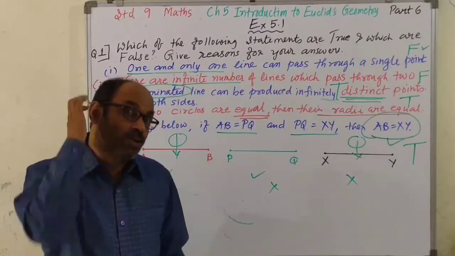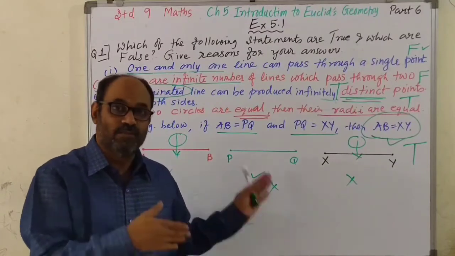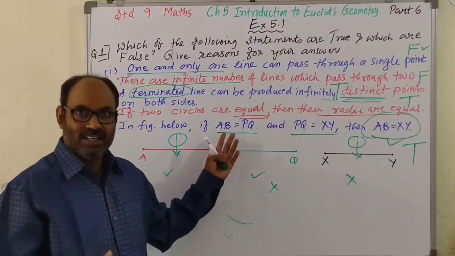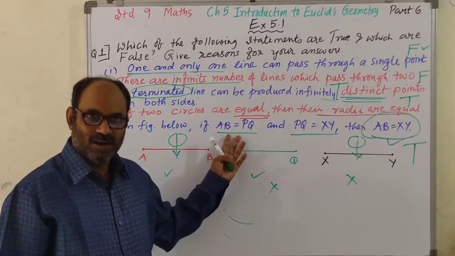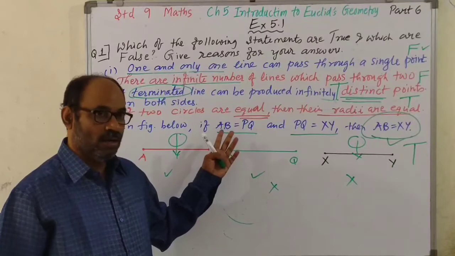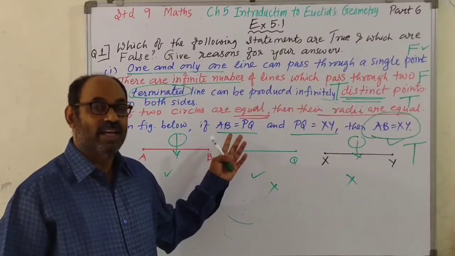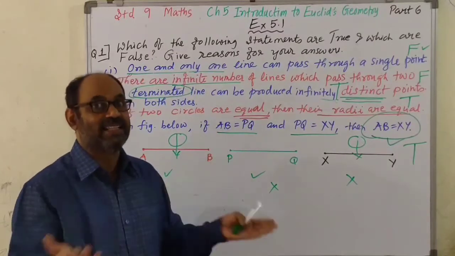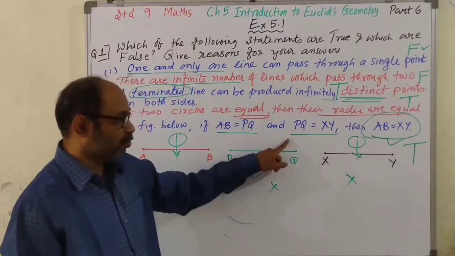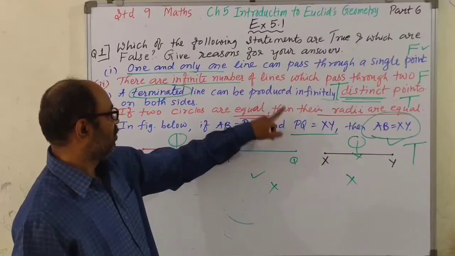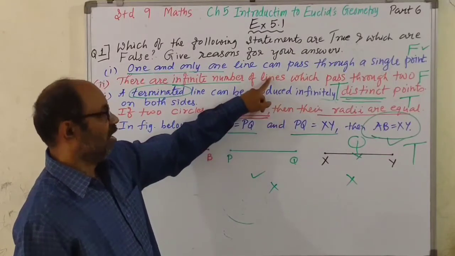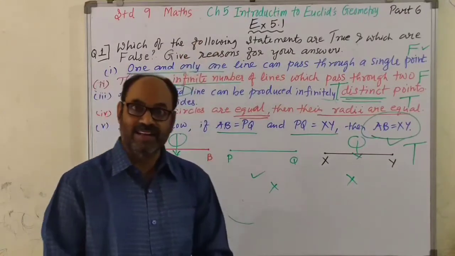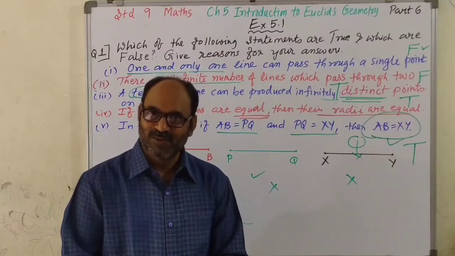Again, for a true statement, you give the reason, which postulate or axiom is used. It is Euclid's postulate number 3. Things equal to the same thing are equal. If two things are coinciding, then they are equal. So, here a postulate is used. Here also a postulate is used. Here also a postulate is used. Here, one and only one line passes. And here, infinite lines pass. I hope you have understood the first question.